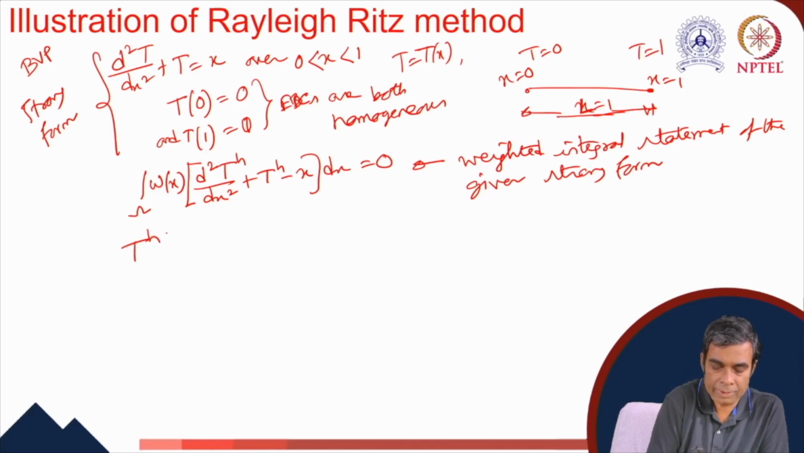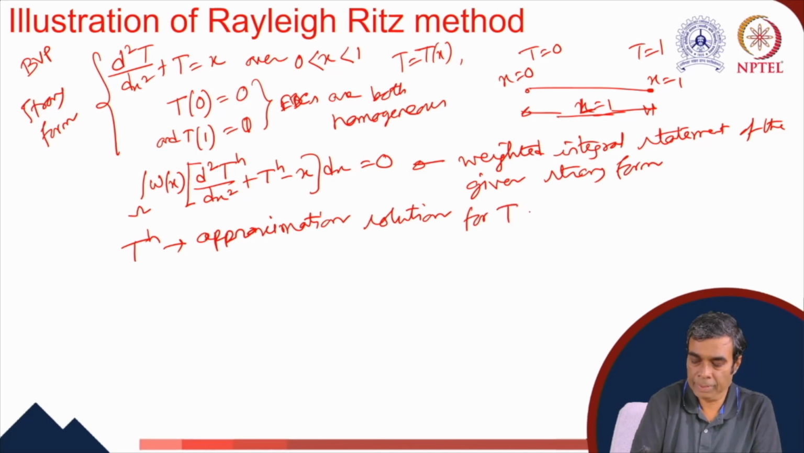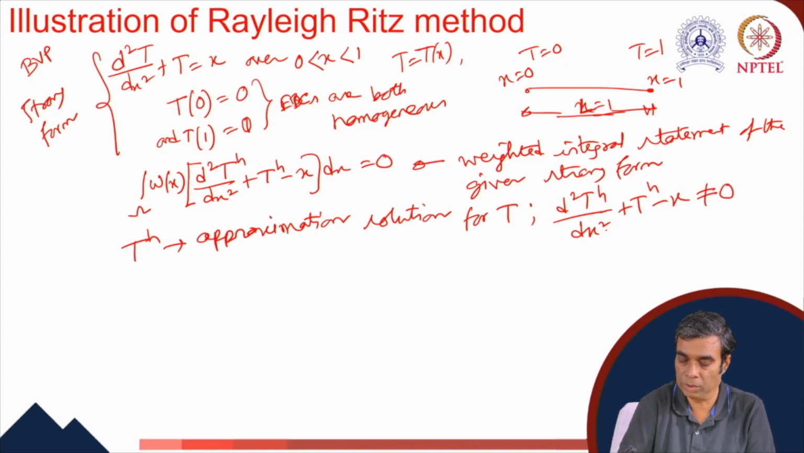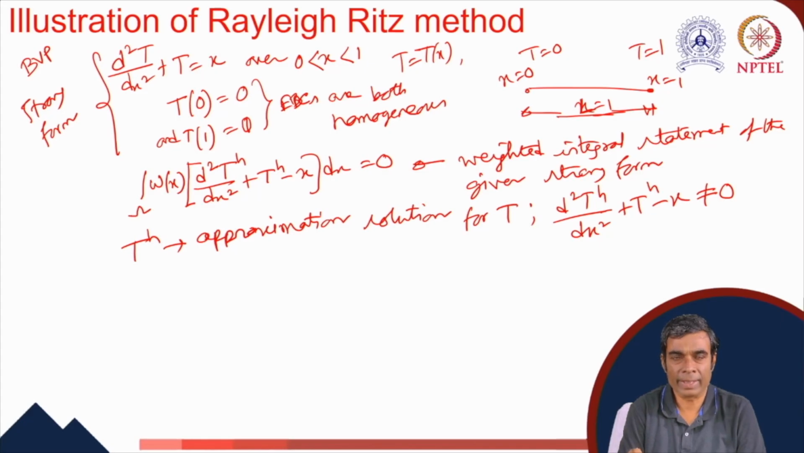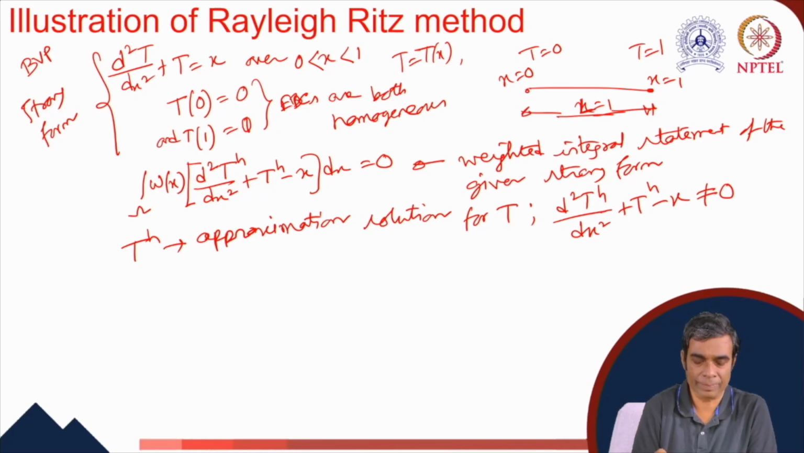Here Th represents the approximate solution for T. It means that d2Th/dx2 plus Th minus x is not equal to 0. Okay, so with the approximate solution, our strong form is not satisfied. Because of that, the strong form is satisfied in a weighted integral sense with respect to the approximate solution. So Th is the approximate solution and h represents the approximation.